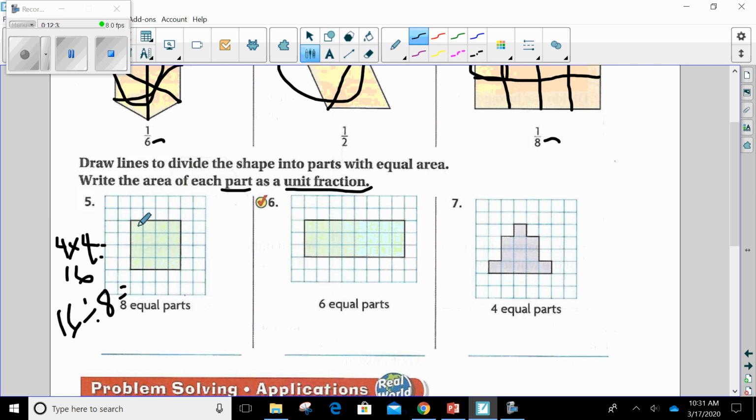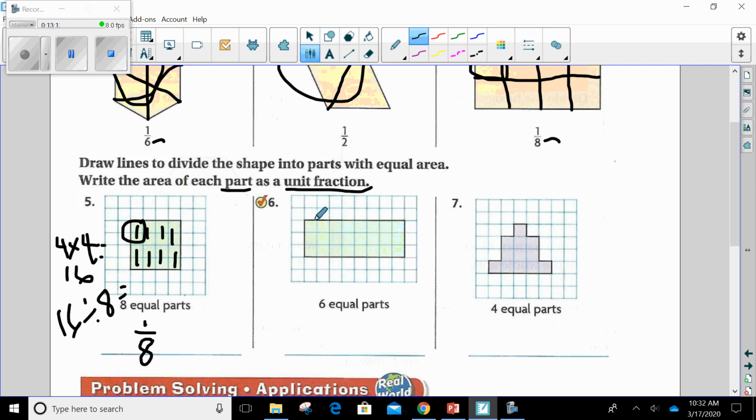So let's do this. There's 1 part, 2, 3, 4, 5, 6, 7, 8. 8 parts. How many are in each part? 2. Okay. Now, this part is how much? It is 1 out of 8 parts. And then there are 2 squares in each of those parts. Whew. Okay, we got this. We're going to keep going.